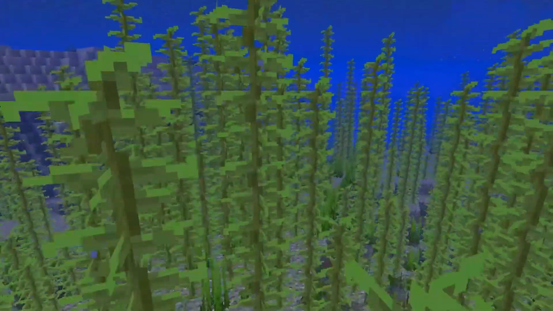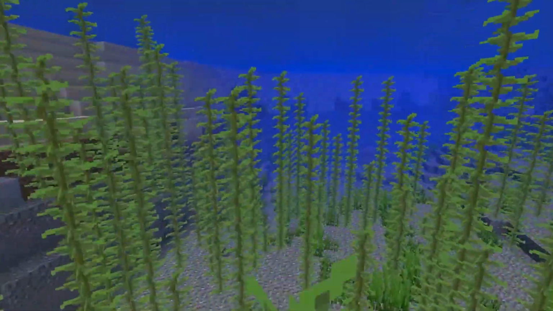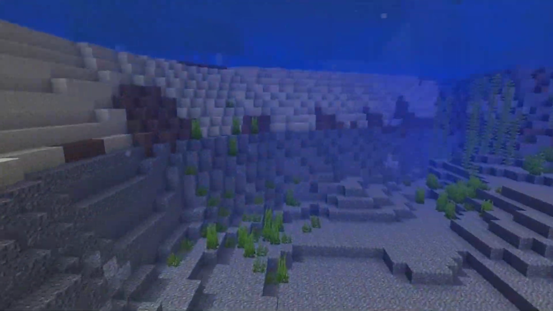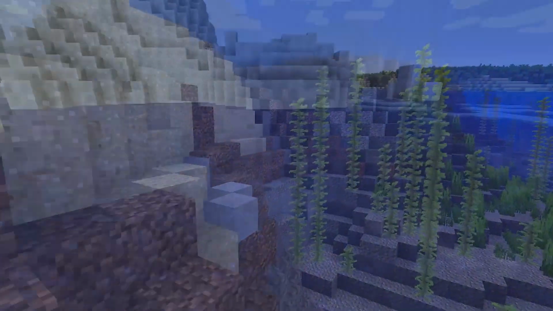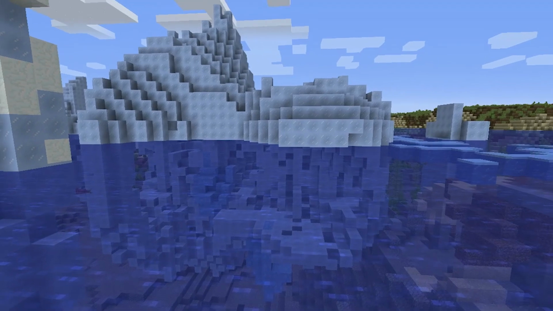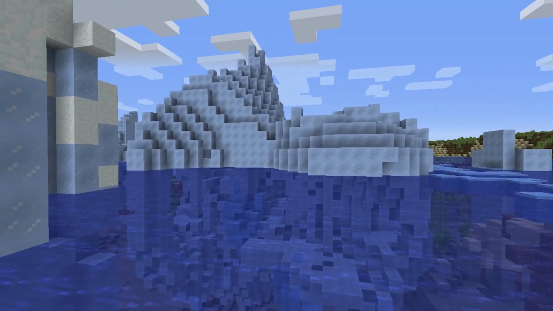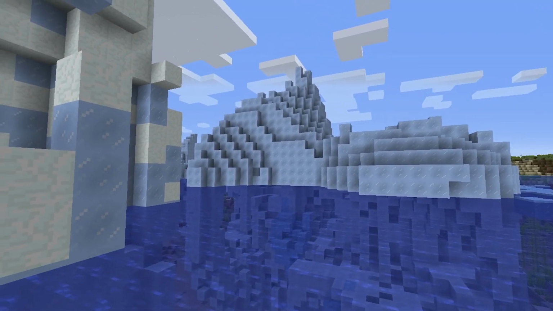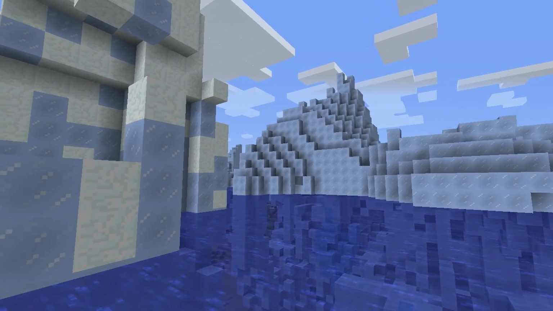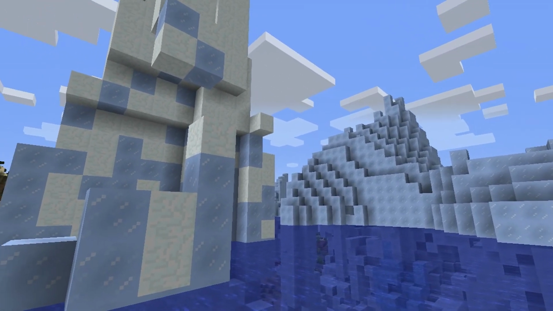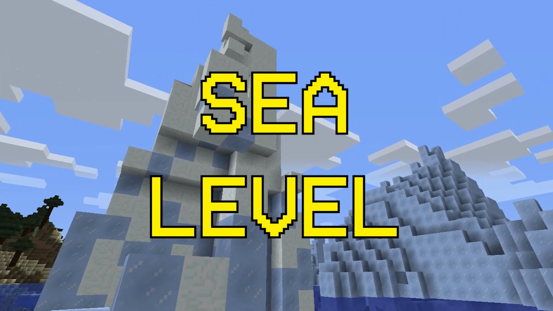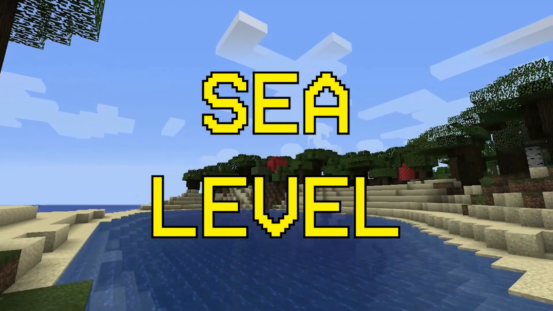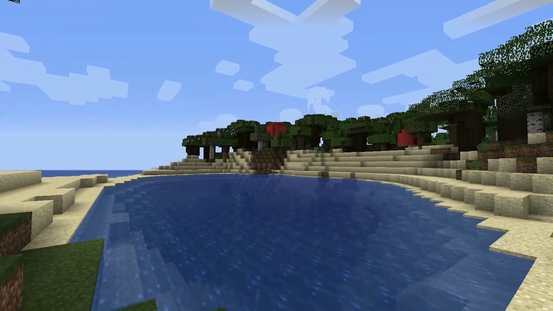Post 1.13 oceans are very easily distinguished from pre 1.13, and I don't think I even need to explain just how stark the contrast is. But there is one more change that oceans have undergone, something so minor that most probably haven't noticed it to this day. You see, all oceans in Minecraft actually spawn at a preset sea level. The sea level is uniform throughout the world, and every ocean will spawn at this exact height.